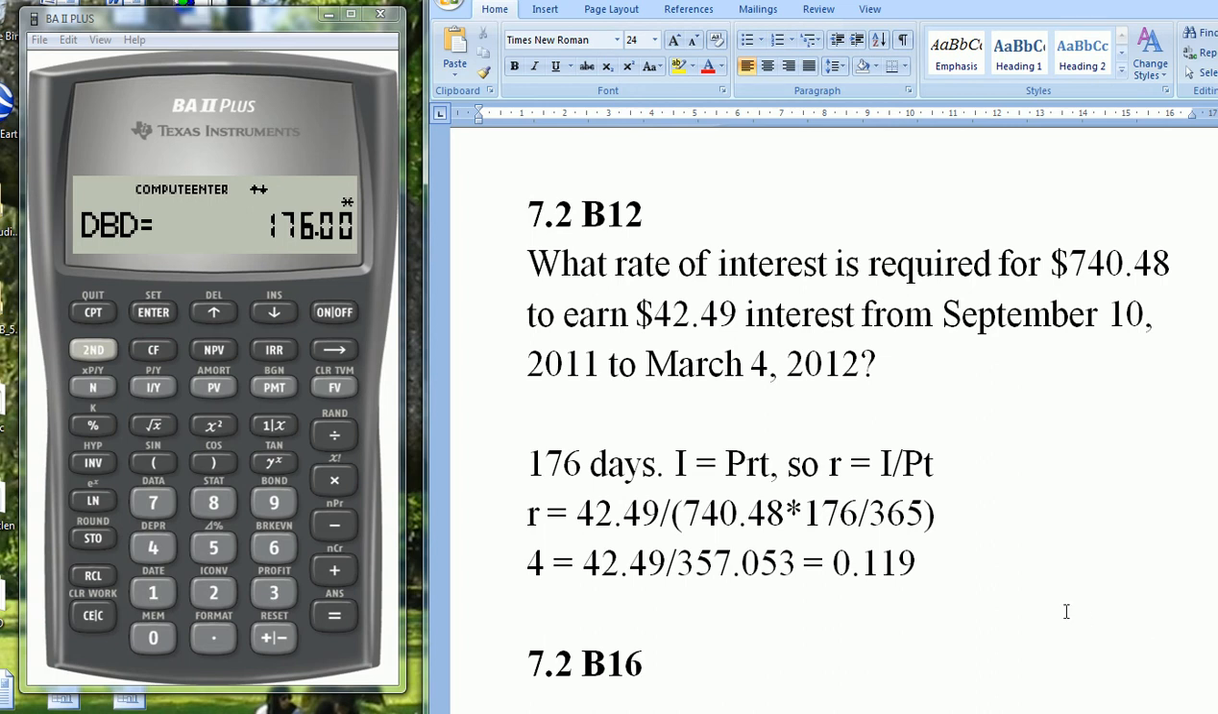Okay, I'm going to go through 3 questions now from chapter 7. The first one is requiring us to calculate a number of days, so days between. So go to the calculator and then go to second date, and the first date is September the 10th, 2011.